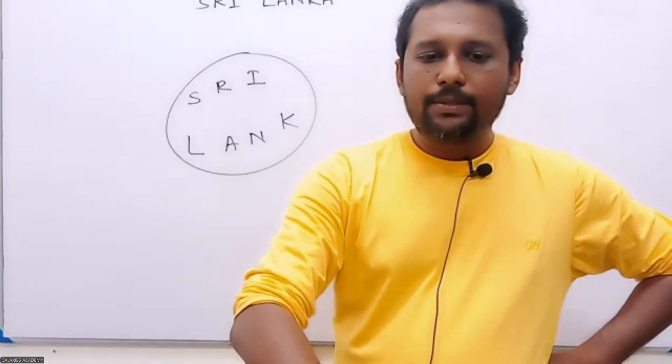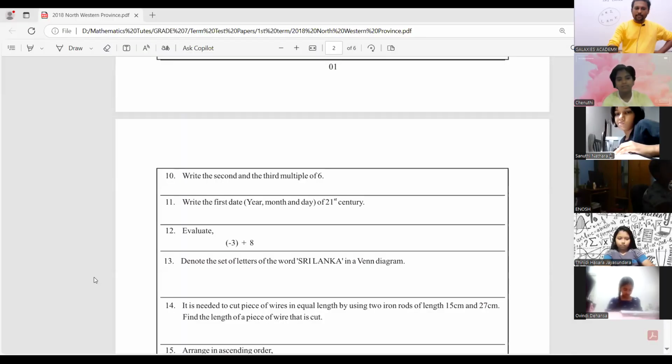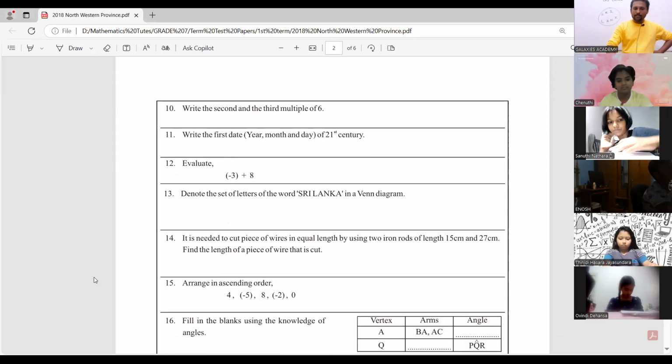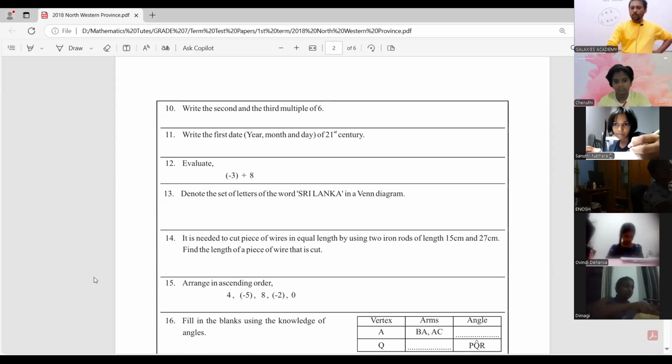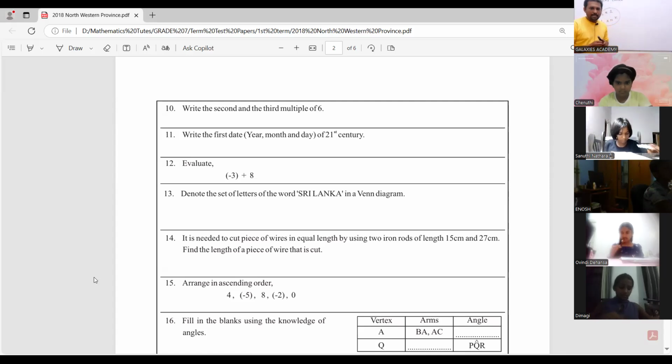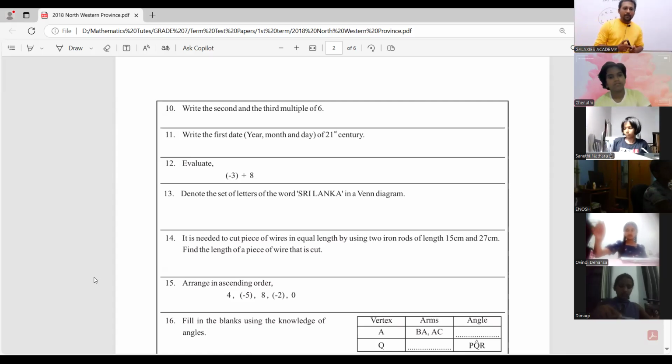Right. Then let's go to the next question of this paper. 14th question. It is needed to cut pieces of wires in equal length by using 2 iron rods of length 15 centimeters and 27 centimeters. Find the length of piece of wire that is cut.